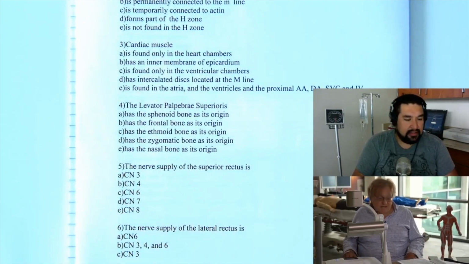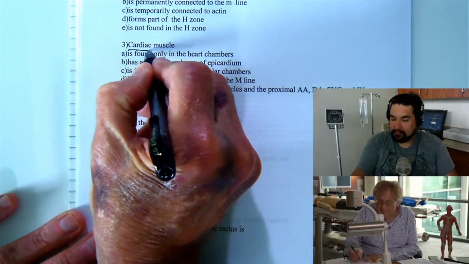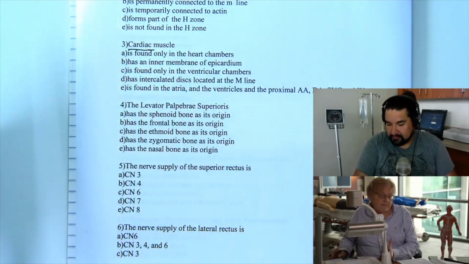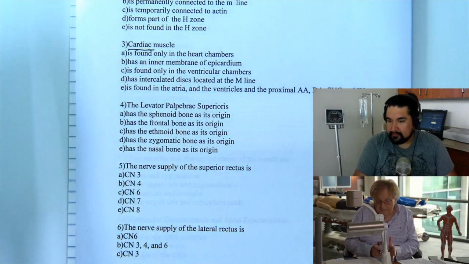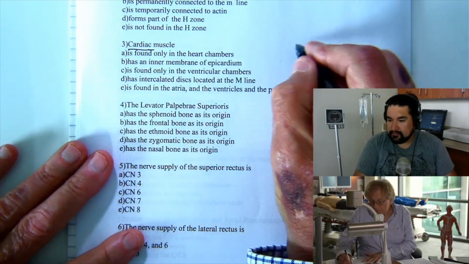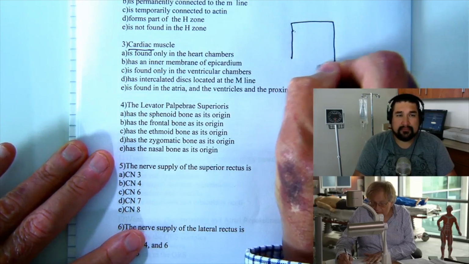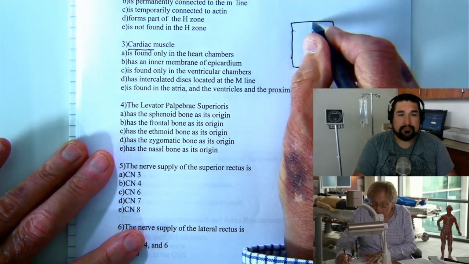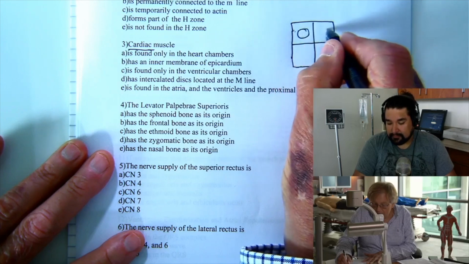Number 3, how does that sound? Yeah, let's do that. It says cardiac muscle. Remember, cardiac muscle is the myocardium of the heart. So when you think myocardium, myocardial infarction, think, where do you find it? If you draw yourself a little box of a heart, you can always go to chapter 12 in the textbook and see all kinds of diagrams of the heart.